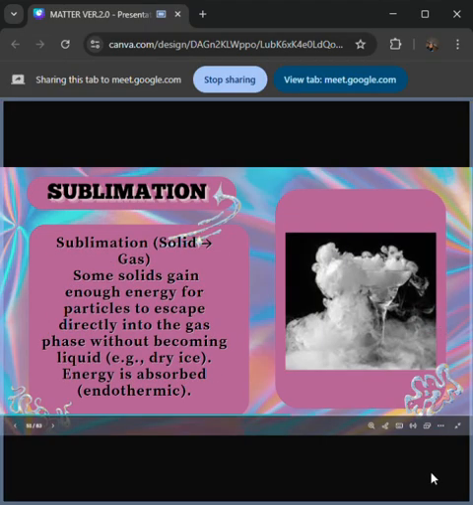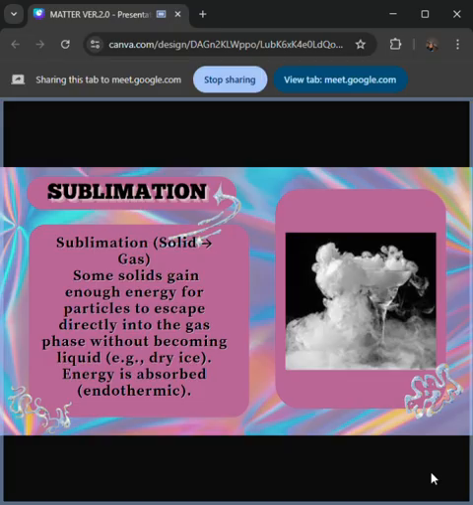Okay, so we have here sublimation. So sublimation is a process of solid to gas, and some solids gain enough energy for particles to escape directly into the gas phase without becoming a liquid. So this is what James Philip has observed, sublimation. Okay, so you can see that from solid it releases gas and it transforms into a different energy type. So now let's proceed with the next one.